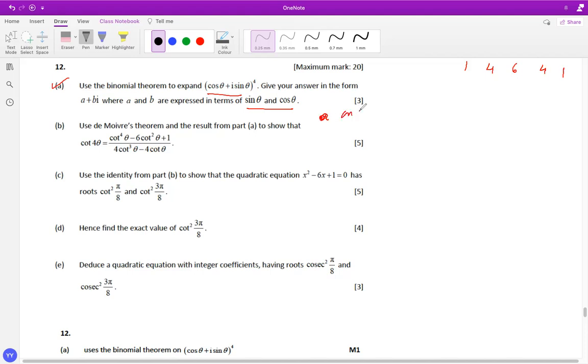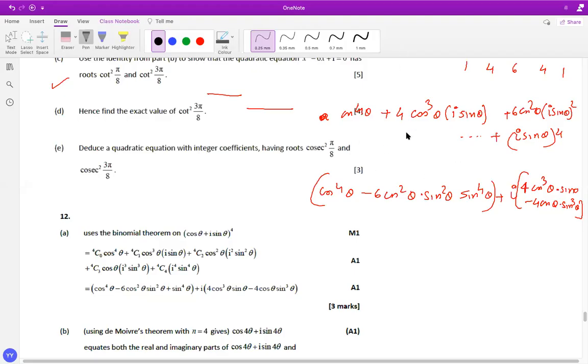So that'll be cos to the power 4 theta plus 4 times cos cube theta times i sine theta, plus 6 cos squared theta times (i sine theta) the whole squared, and so on. And the last term will be (i sine theta) to the power 4. When you simplify this, open up the bracket, make sure that i squared you write as minus 1, and i cube is i squared times i, which is negative i. So if you simplify that, the real part you get is this, and the imaginary part you get this. So that's the first part we wanted.